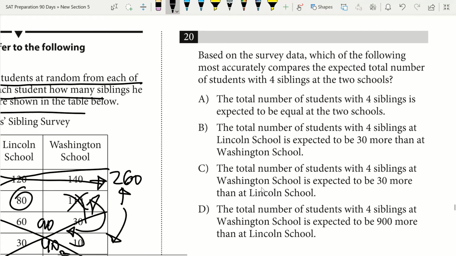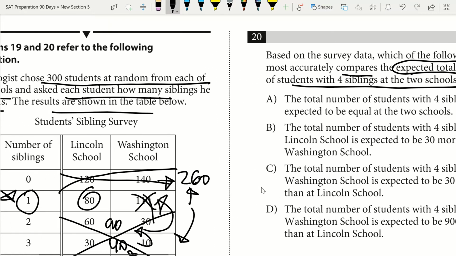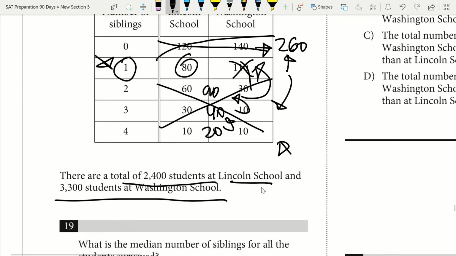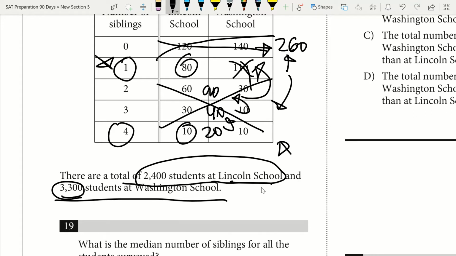All right, question 20. Based on the survey data, which of the following most accurately compares the expected total number of students with 4 siblings at the 2 schools? Keep in mind this is the total number. We only surveyed 300 people in this table, but there are 2,400 people at Lincoln High School and 3,300 at Washington. So we have to take the ratio of how many had 4 siblings out of those 300, and multiply it by these numbers. We see that both of them had 10 over 300.